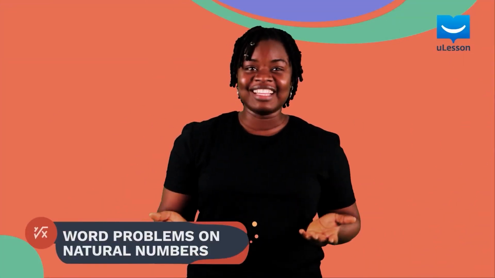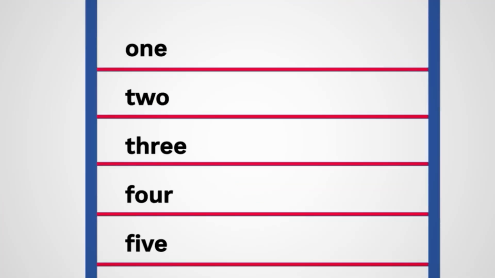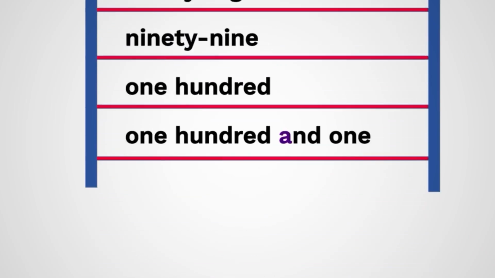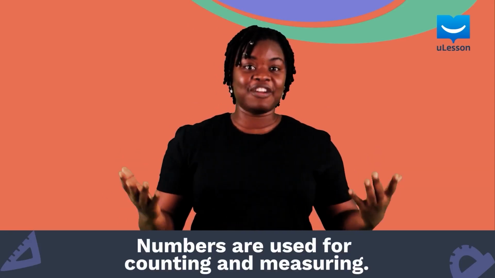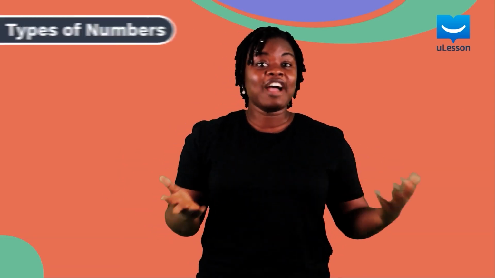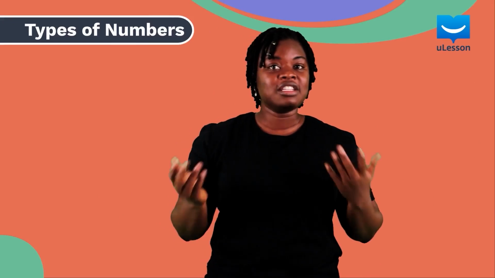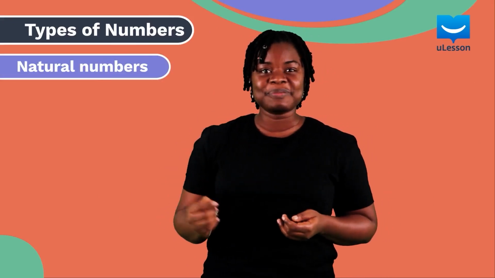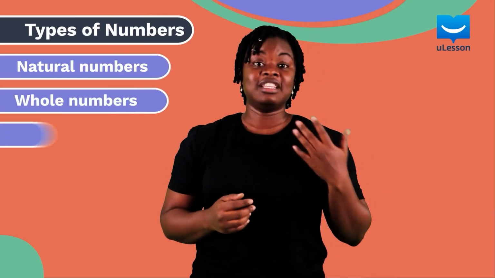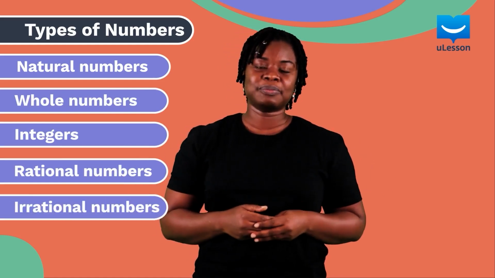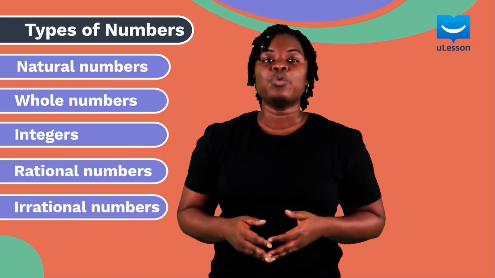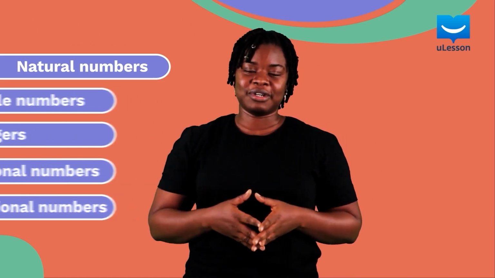Hi there! So did you know that no number contains the letter A in their spelling from 1 to 100? Numbers are everywhere, so we use them for counting and measuring almost everything around us. And we have different types of numbers, and these include natural numbers, whole numbers, integers, rational numbers, and irrational numbers. However, in this lesson, we will focus on natural numbers.